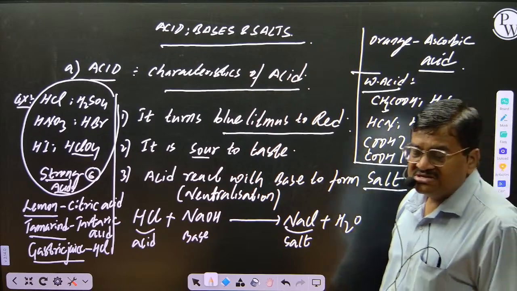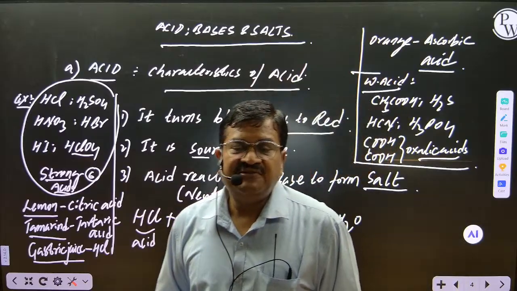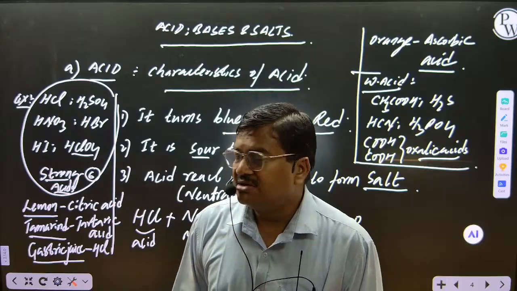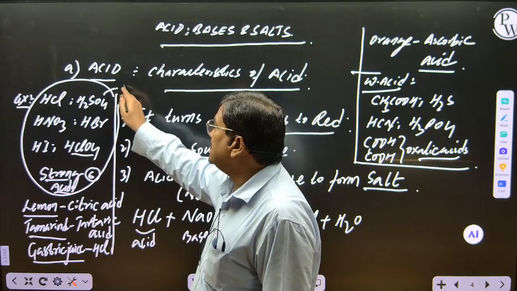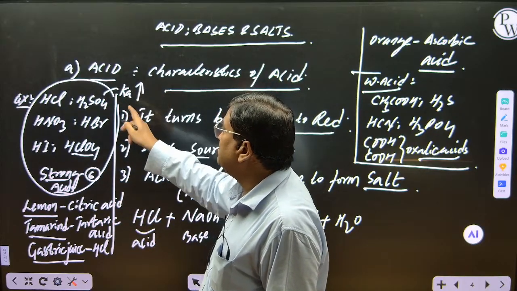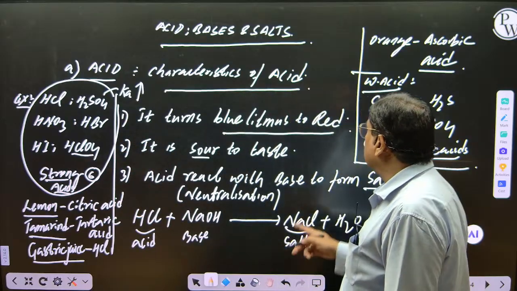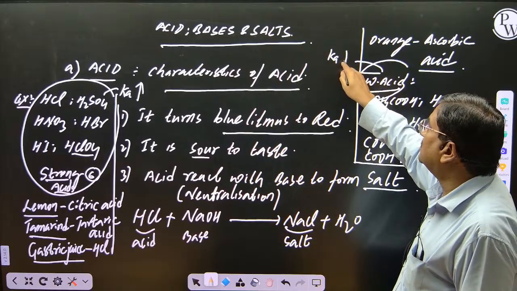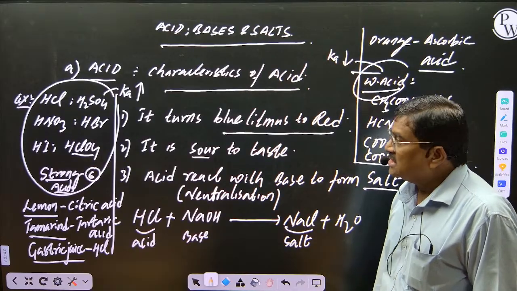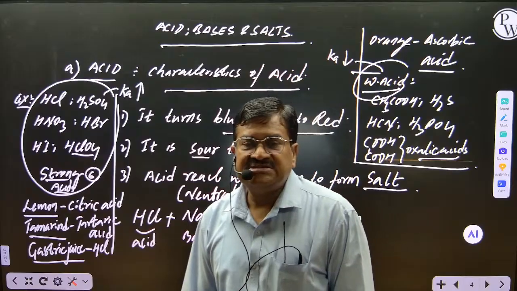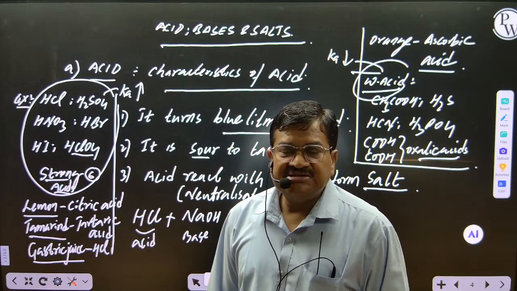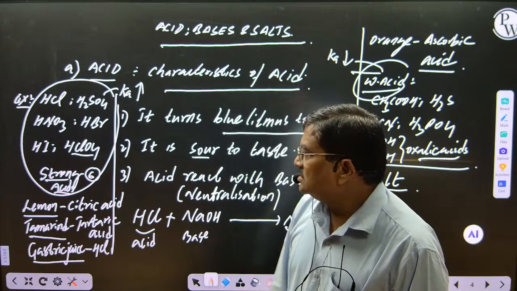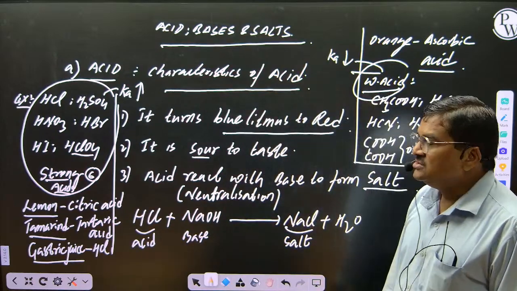On what basis do we say strong and on what basis weak? There is one value called Ka, the dissociation constant. In case of strong acid, the dissociation constant will be very high. And we call it a weak acid if the dissociation constant of the acid is low. It completely ionizes in case of strong acid. Weak acid won't ionize completely; they feebly ionize. So based on that, we divide the acids into strong and weak.